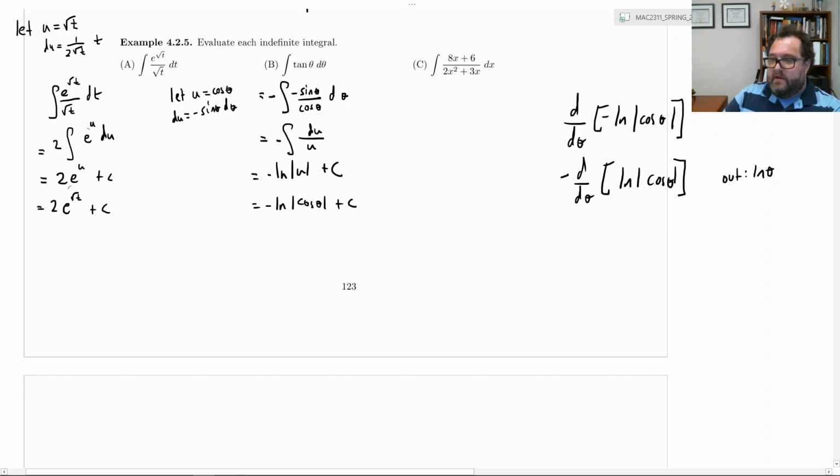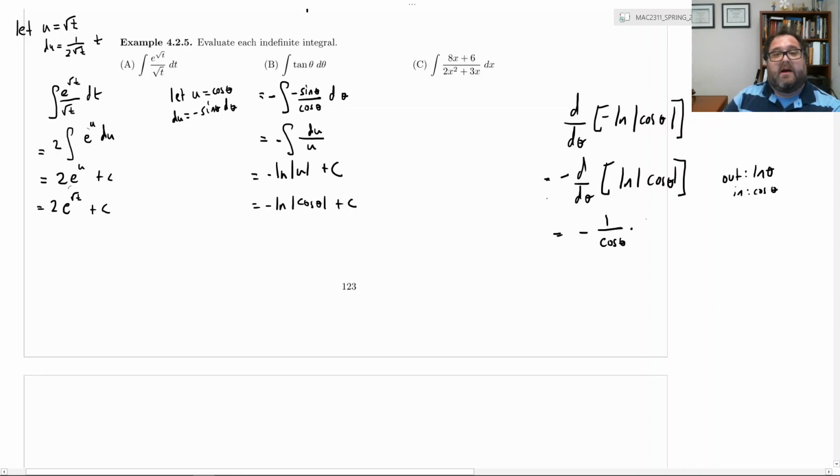Natural log theta, and the inside function is cosine theta. And again, we're kind of ignoring the absolute value. So we get, of course, a negative out front. What's the derivative of natural log theta? It's 1 over theta. But then we evaluate at the inside function. So we plug in a cosine theta instead of a plain theta.